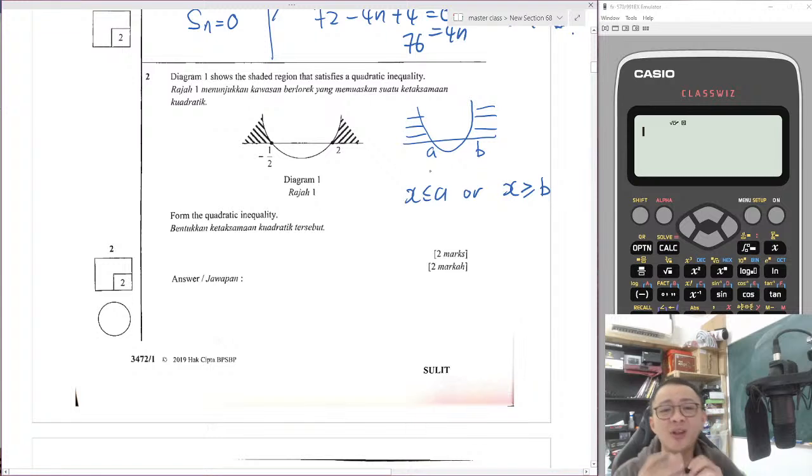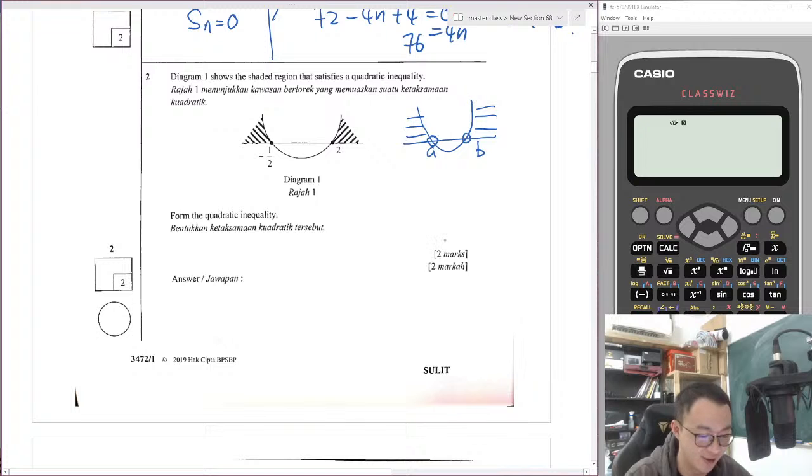If the dot is a full dot, then you have the equal sign. If the dot is an empty dot like this, then you shouldn't have the equal sign, just less than or bigger than. You must be very careful to see things like this. So this one is quite straightforward. It's just x is less than or equal to -1/2, x is bigger than or equal to 2.